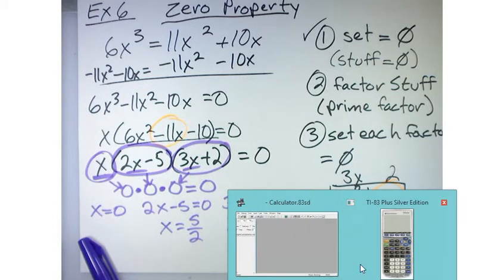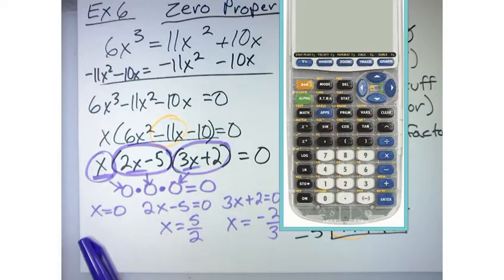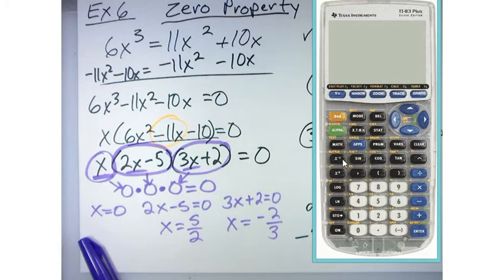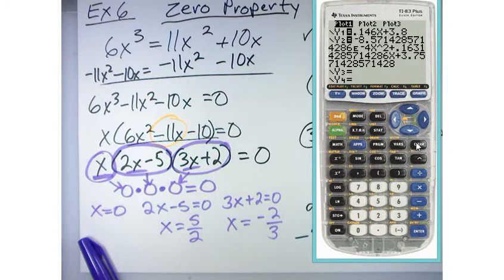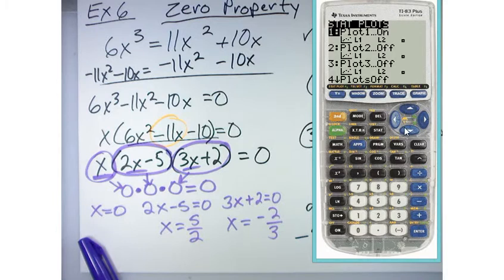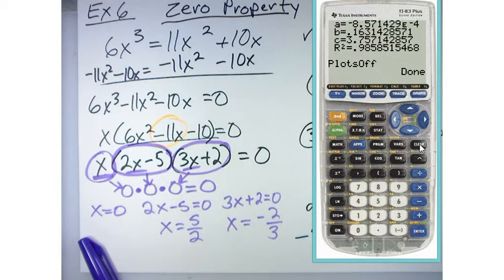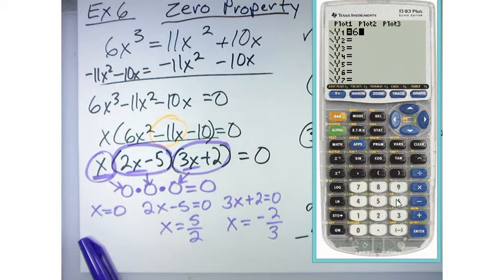So what I could do here is I could graph my calculator. I could graph this function and see what it does on the calculator. So I'm going to clear a bunch of stuff out. I'm going to turn my stats off, stat plots. If you come down to 4, see how it says plots off? That turns off all the plots. And so I'm going to graph 6x cubed minus 11x squared minus 10x.